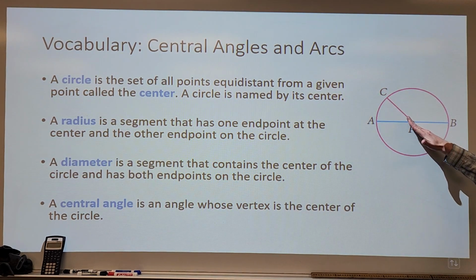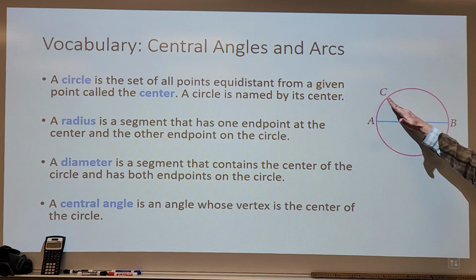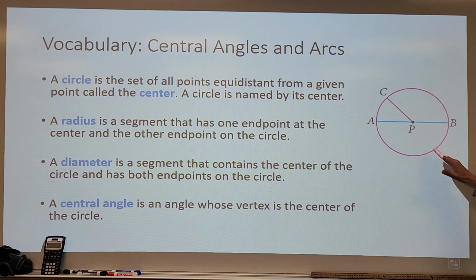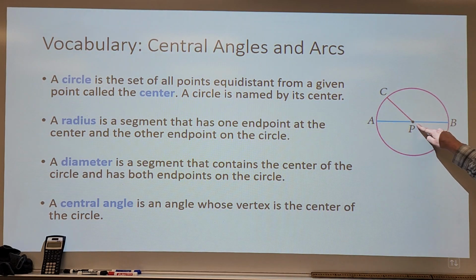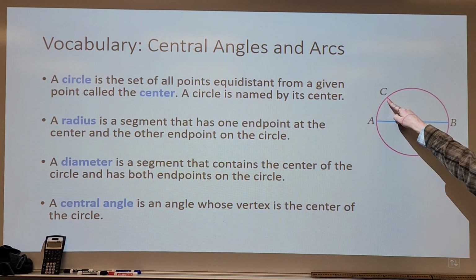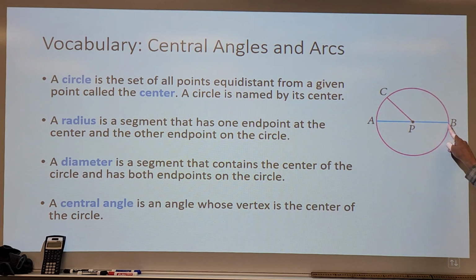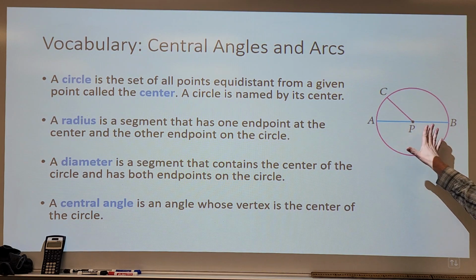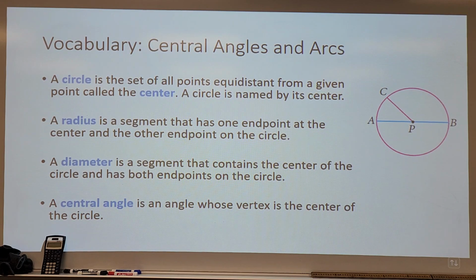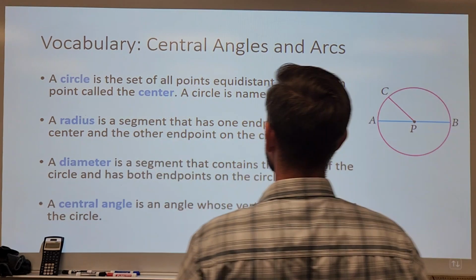A diameter goes through the center from one side of the circle to the other side, so it's basically 2 radii. And then a central angle is an angle whose vertex is at the center of the circle. So angle CPA is a central angle. Angle APC is a central angle. Angle CPB, notice how P is the middle letter in all of those angles. Those are central angles because the angle's vertex is at the center.